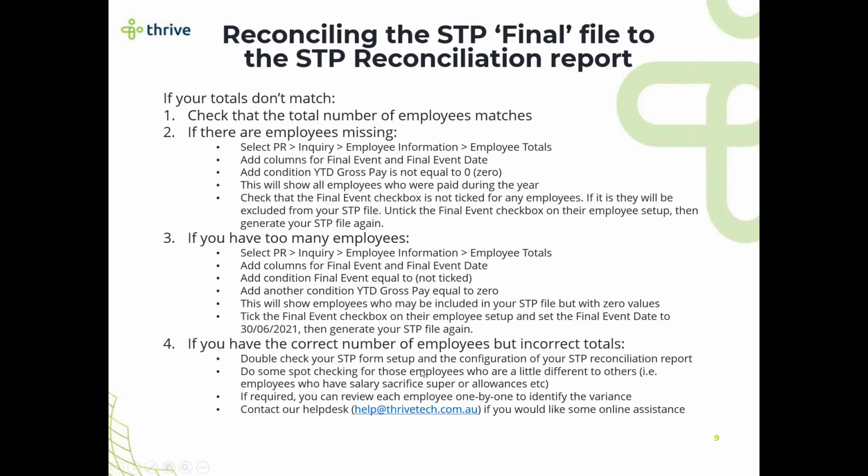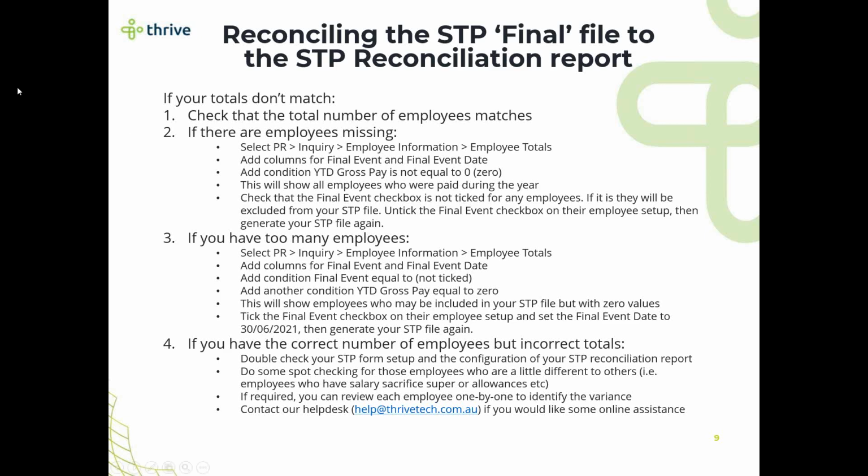A good idea is to do some spot checking. So pick some employees who have some of those allowances that are being reported as separate to gross. Salary sacrifice, that's often a cause for the numbers not tying up properly. So maybe go and spot check in your file, pick some employees who have salary sacrifice, and make sure that the gross is being reported correctly. And if you're still absolutely stuck, please contact our help desk and one of us will jump online with you and give you a hand.